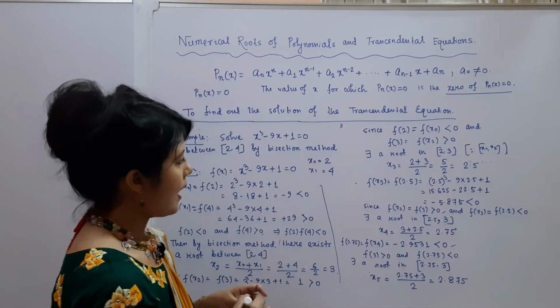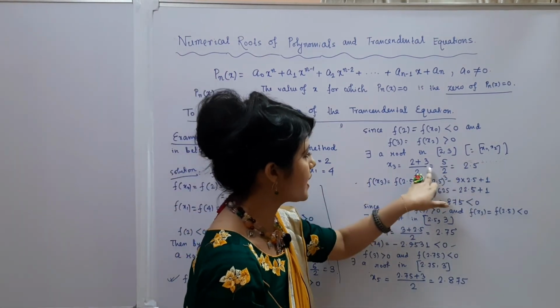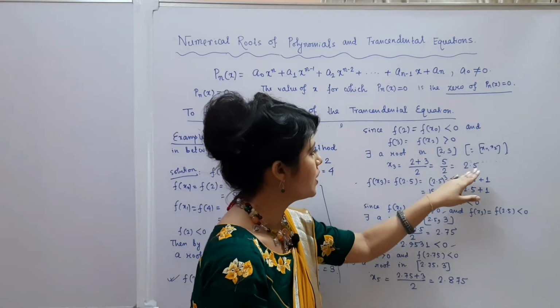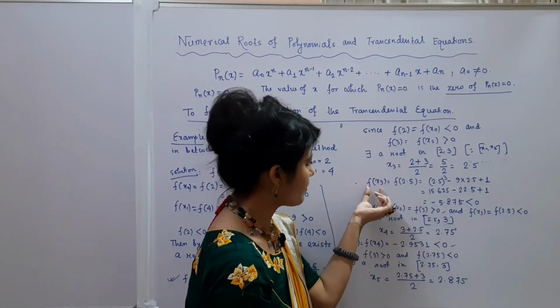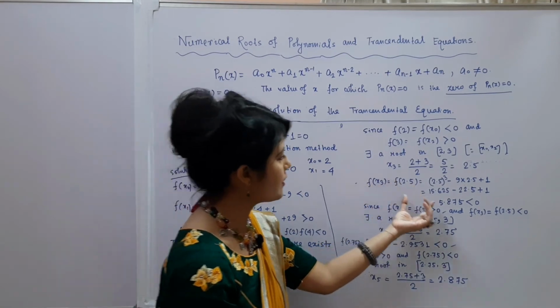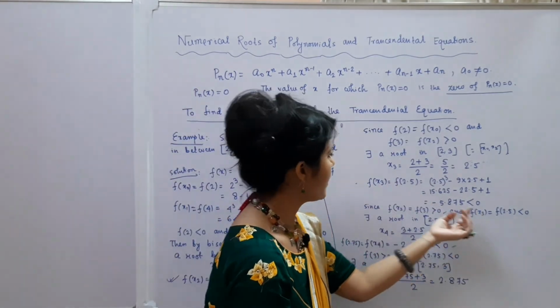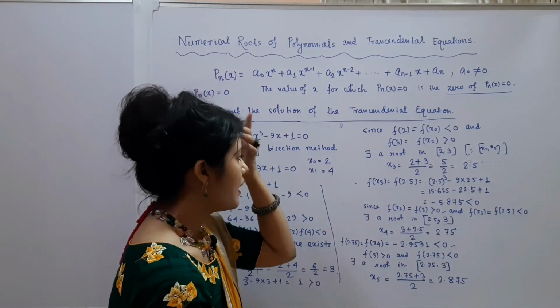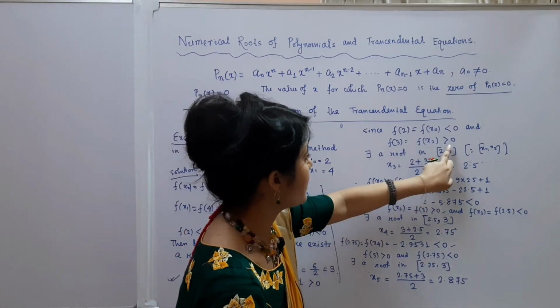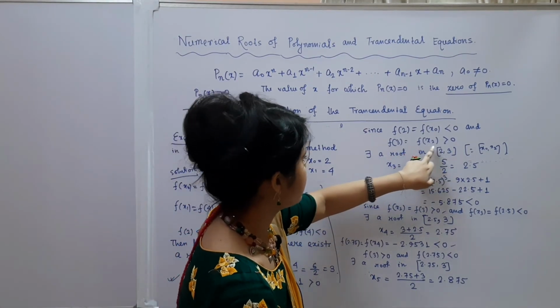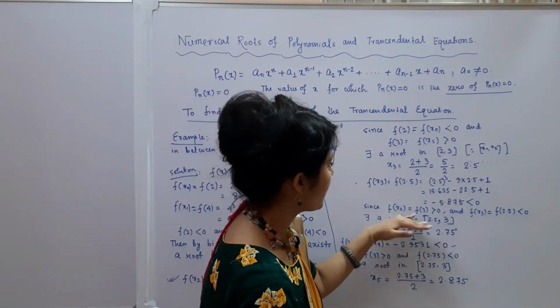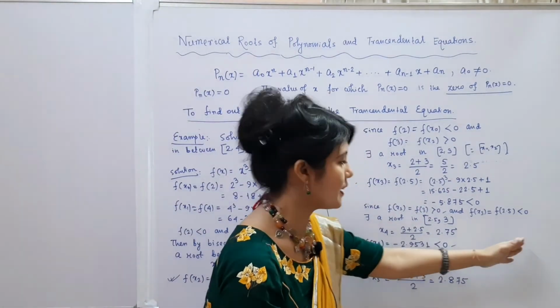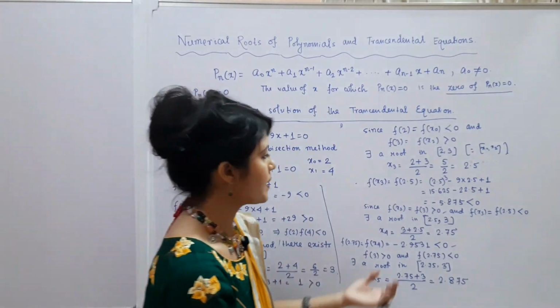Then I am bisecting it once again. 2 plus 3 by 2 is 2.5. The nature of the function at 2.5 is negative. Since f of 3, that is f of x2, is positive and f of x3 is negative, again by the bisection method there exists a root.